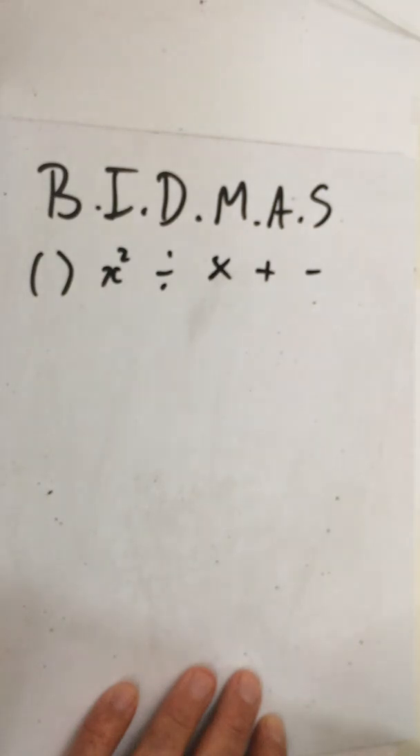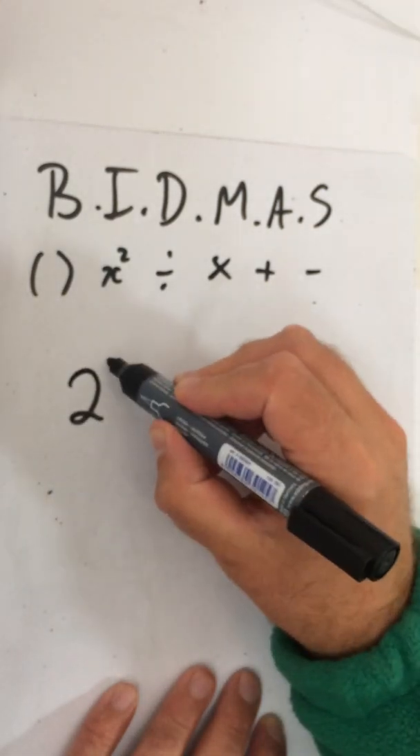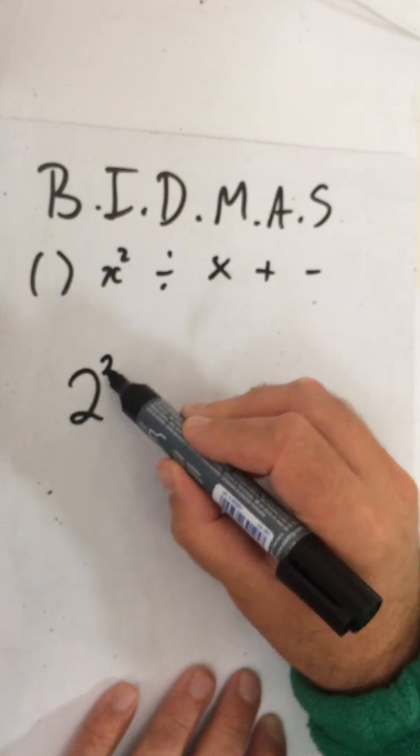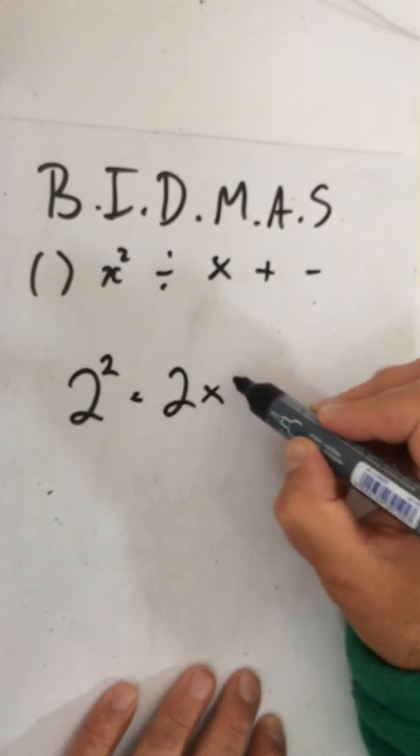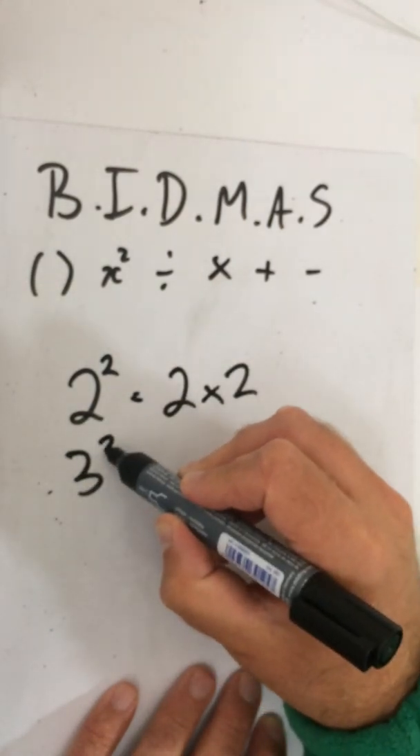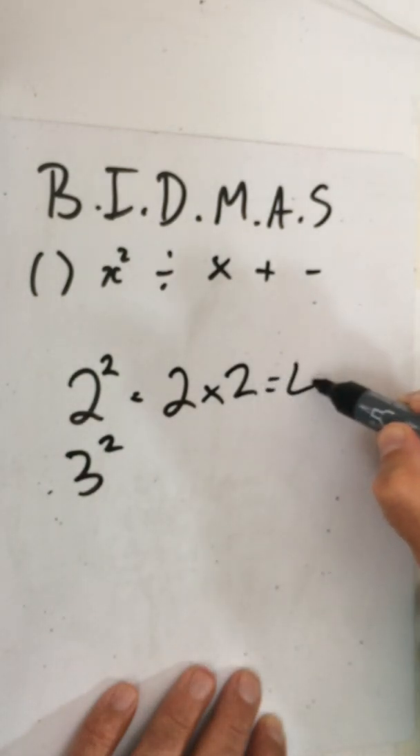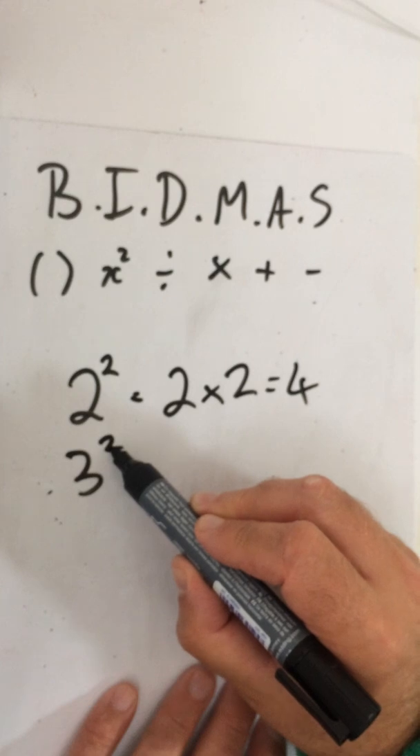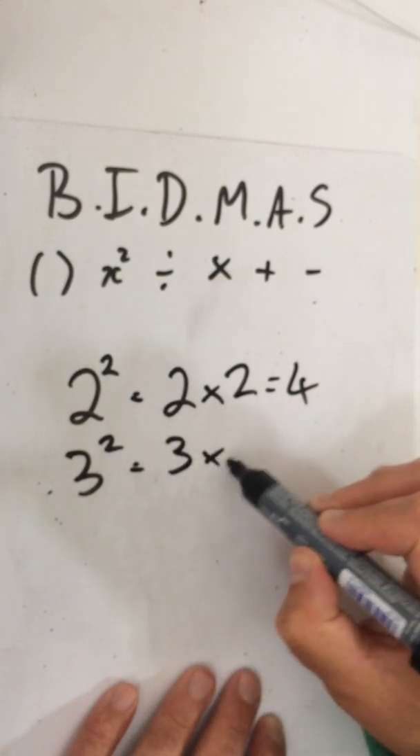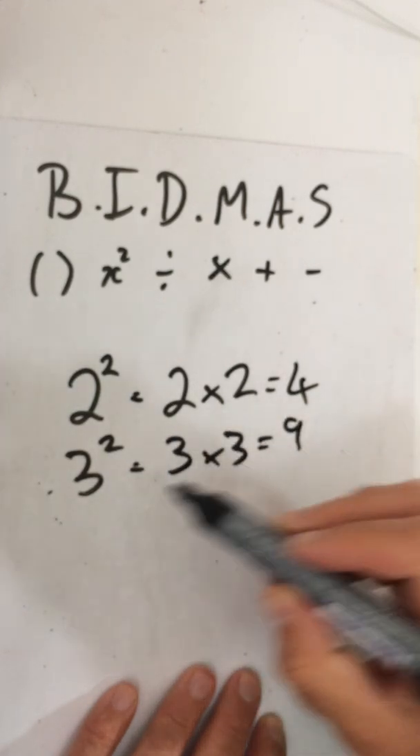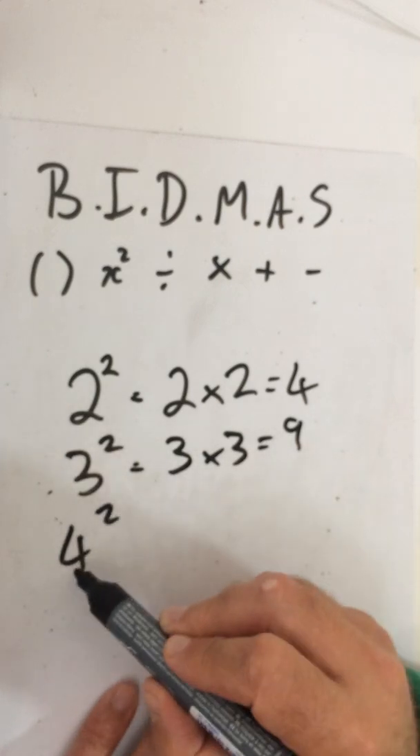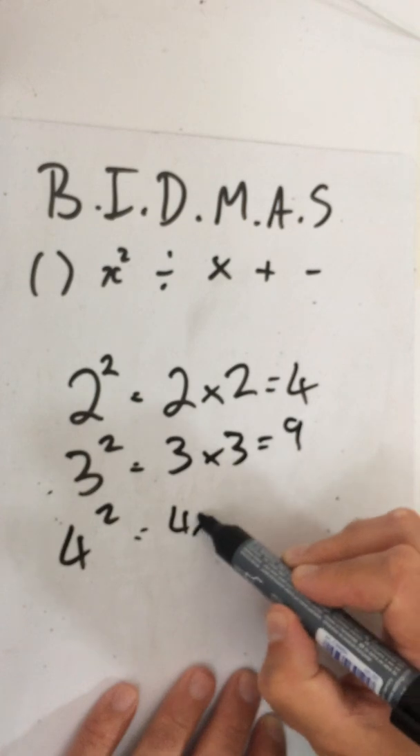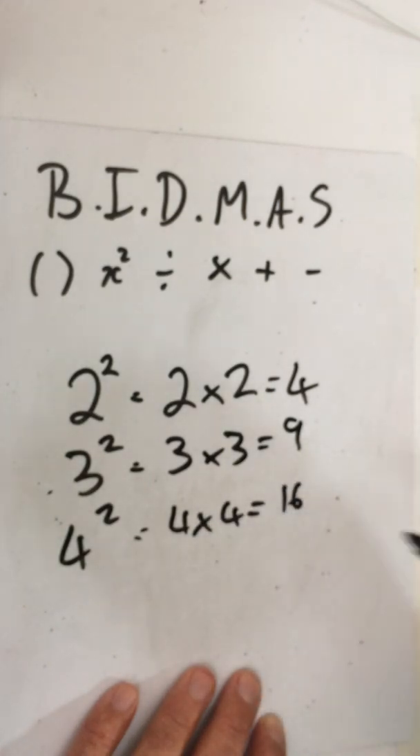Let's just have a reminder what a square number is. So if I've got 2 squared, that means we're timesing a number by itself, okay, twice. 2 squared is 4. 3 squared becomes 3 multiplied by itself. 3 times 3, 9. 4 squared, and the squared means you multiply by itself. 4 times 4 is 16.